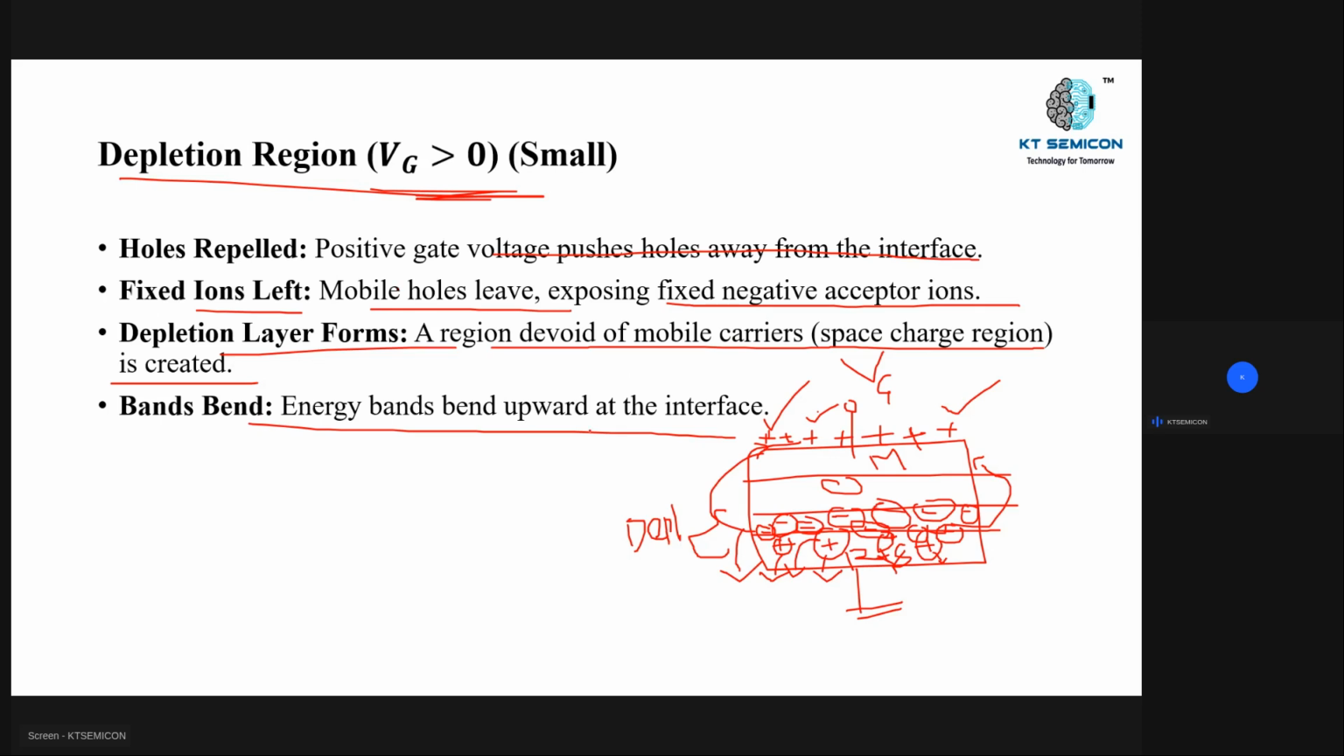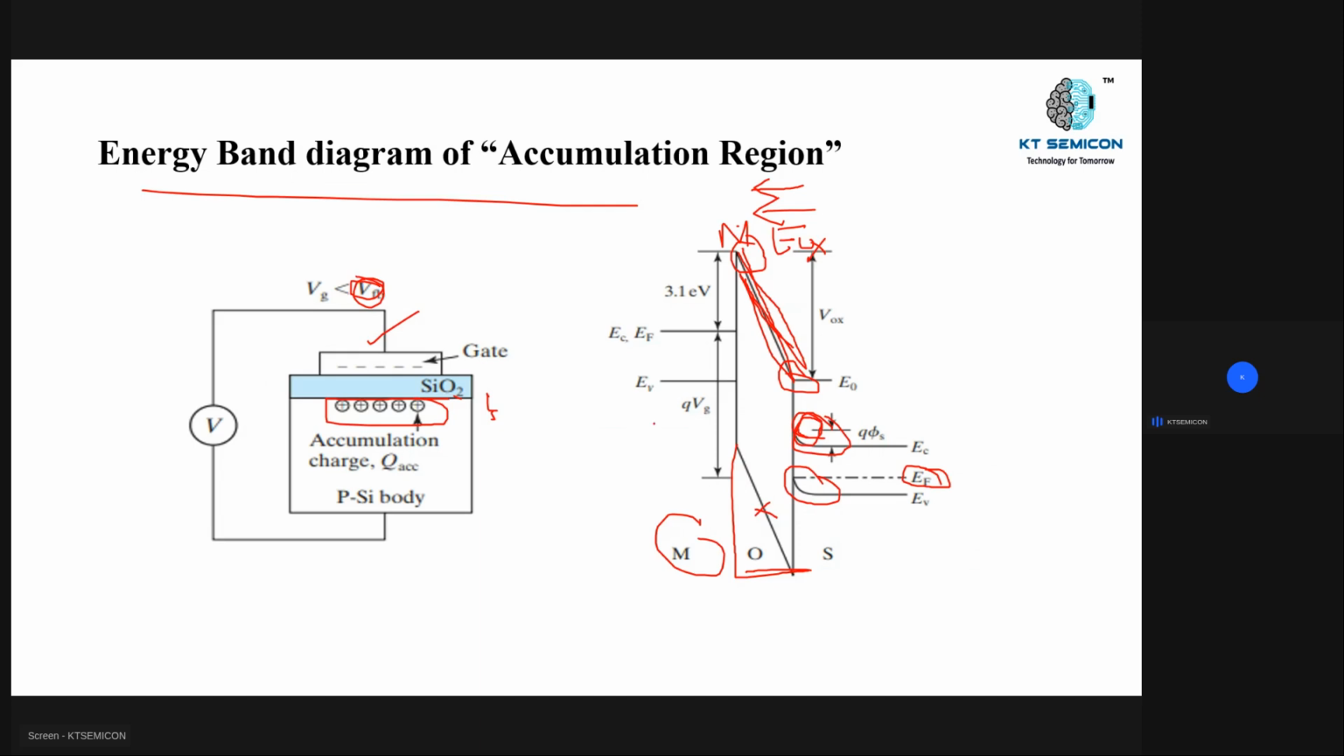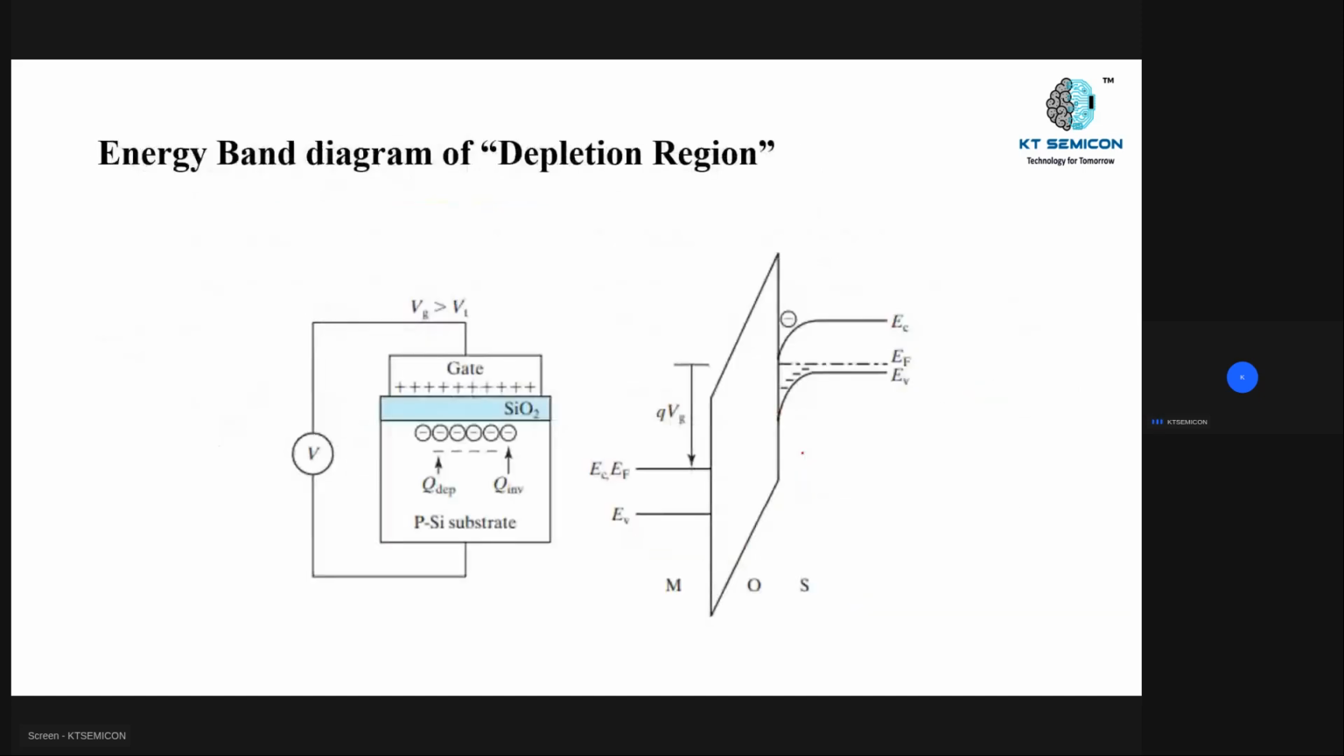Why is it bending upward? Because the space is filled with electrons, right? Before that we had holes. Holes mean space, the creation of space. So that's why space is created here. But now check here: it will create a depletion layer that is filled with electrons. Here is zero.